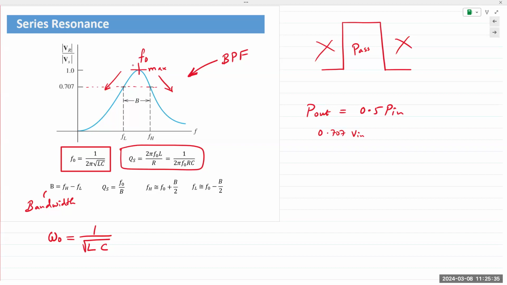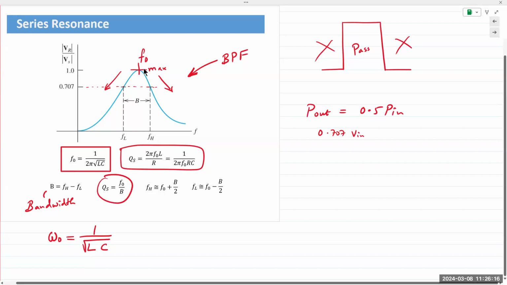Bandwidth is in hertz. If the bandwidth is very narrow, meaning the cutoff frequencies are very close together, we get a very symmetrical shape of the characteristic, right? And if it's very symmetrical, then we can say that the resonant frequency is about halfway between the two cutoff frequencies. So the higher the quality of the filter, meaning the narrower the bandwidth, the higher the quality.